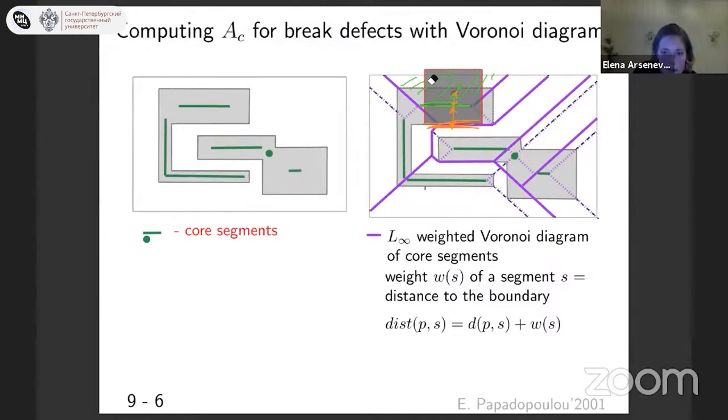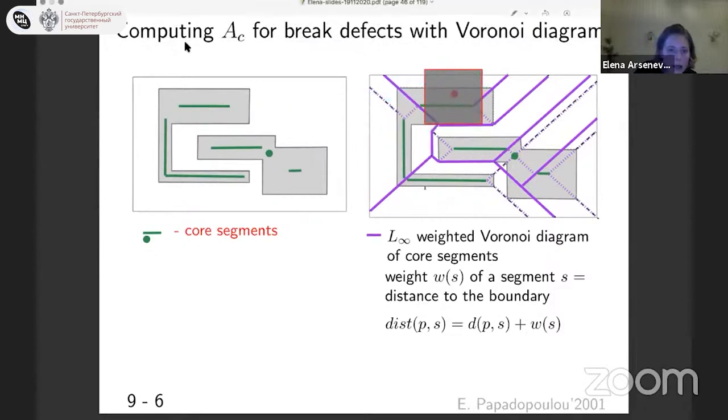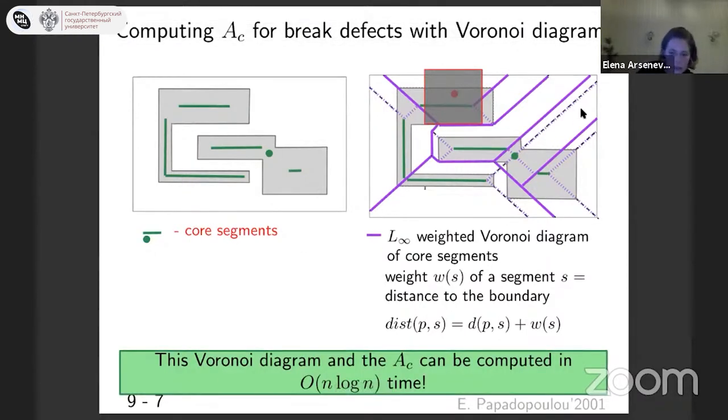Let me just erase the drawings here. And now I will be able to move. It's important to mention that this kind of Voronoi diagram can be computed in n log n time. I used the L infinity metric here and the square shape of defect, but I could also use the circle shape of defect, and there it will be not L infinity but L2. And if I want, I also can do it in any Lp metric, but basically these are the most useful for practice. Both diagrams can be computed in n log n time.